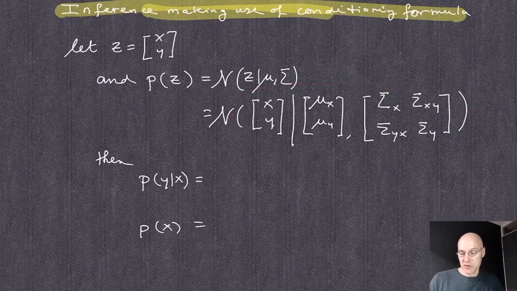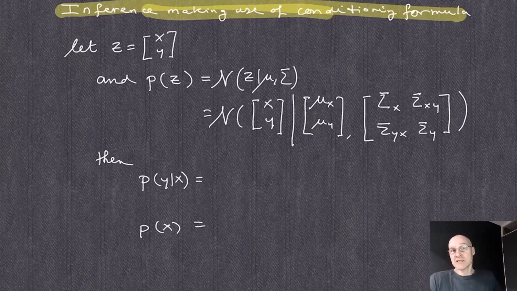So it's a distribution over x, y, and the mean vector can be partitioned in mu x and mu y, and the covariance matrix in sigma x, sigma xy, sigma yx, and sigma y. Note that since covariance matrices are always symmetric, sigma yx is also the transpose of sigma xy.